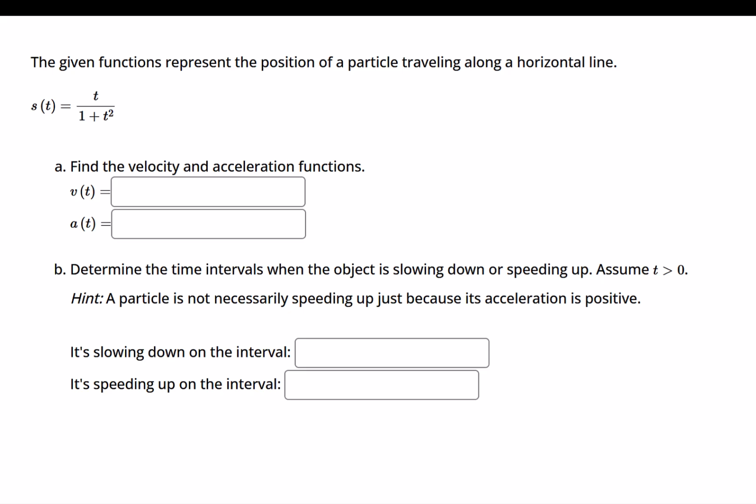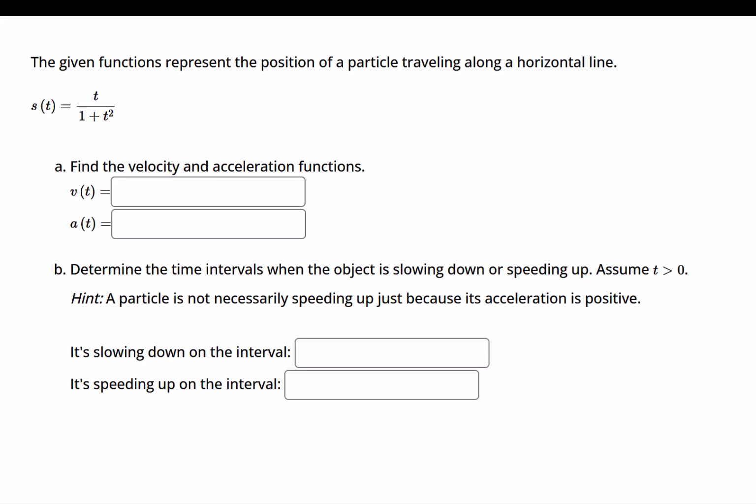The given functions represent the position of a particle traveling along a horizontal line. So we have a position function s of t equals t divided by 1 plus t squared. Then, first of all, we want to find the velocity and the acceleration functions.